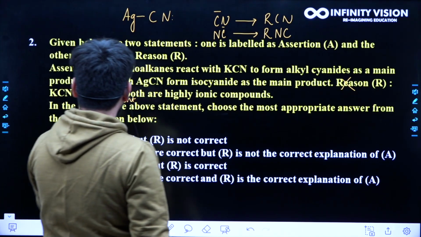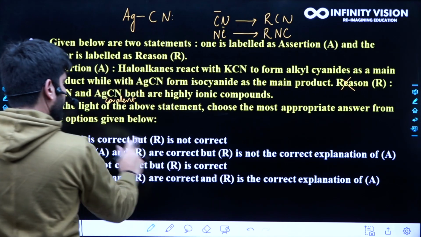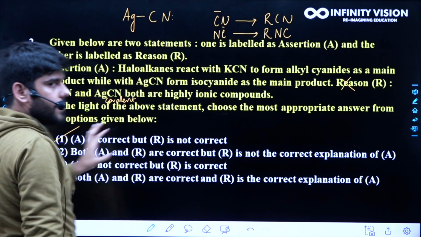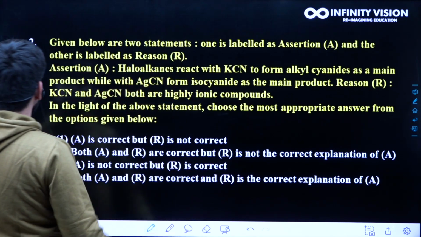So A is correct, but the reason is wrong. A is correct and R is not correct. The first option is the right answer. I hope the question is clear to you. Let us move to the next question.